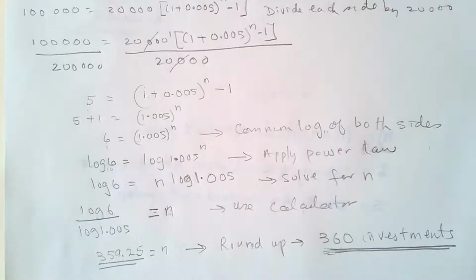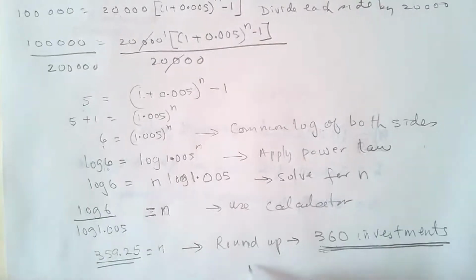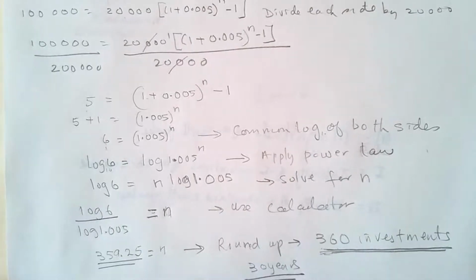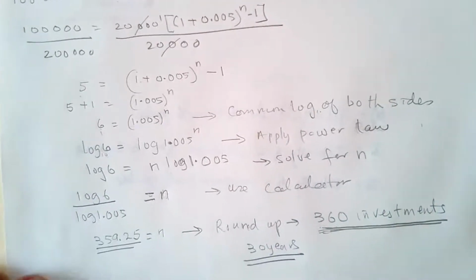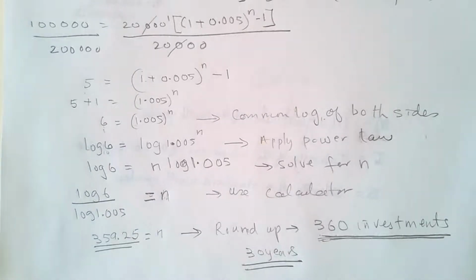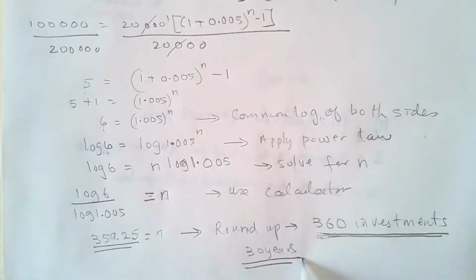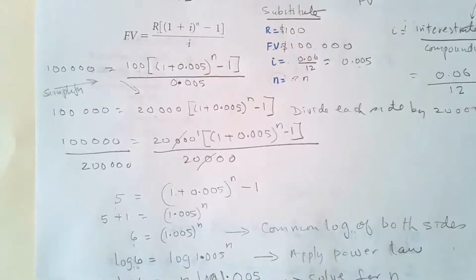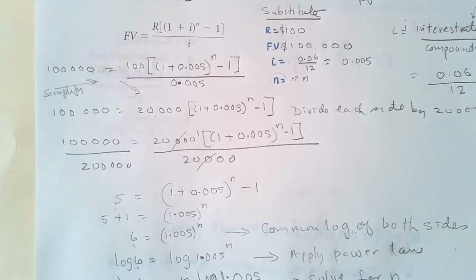Which is roughly equal to about 30 years. So approximately just 30 years. So you will have to invest that money every month. You put into your account $100 for 30 years, doing it each month, for you to arrive at $100,000. Okay.